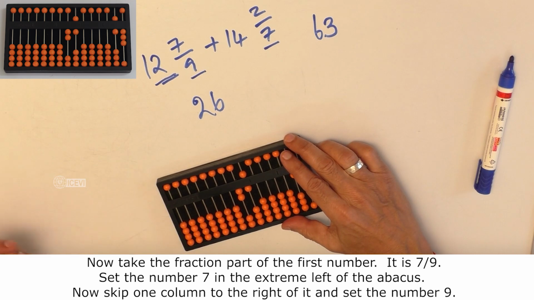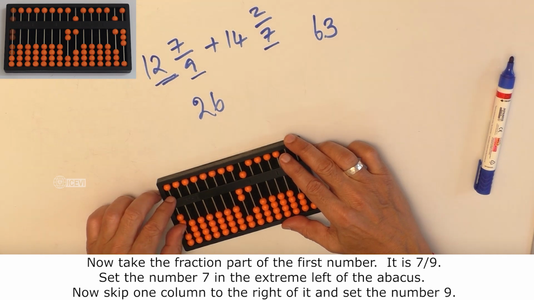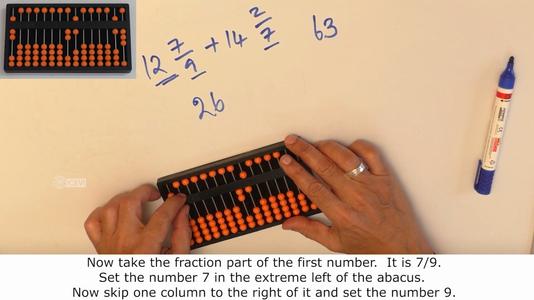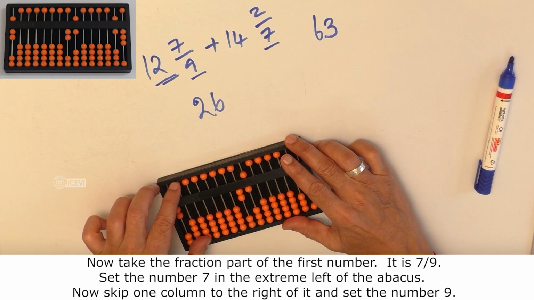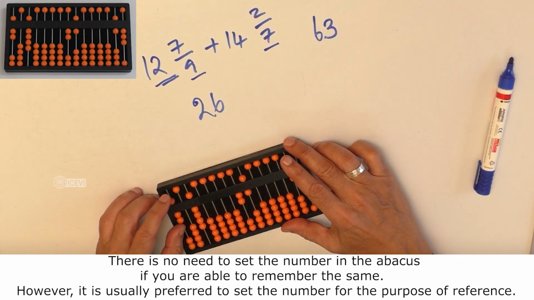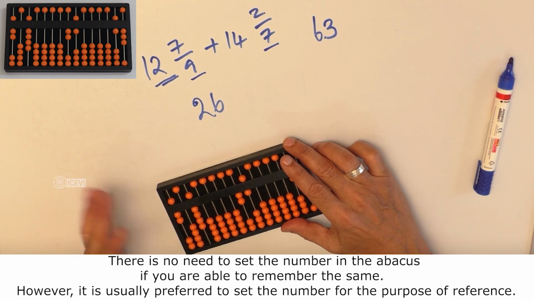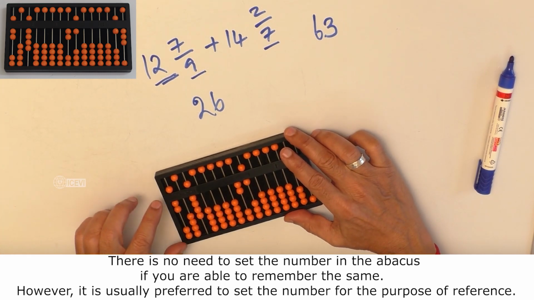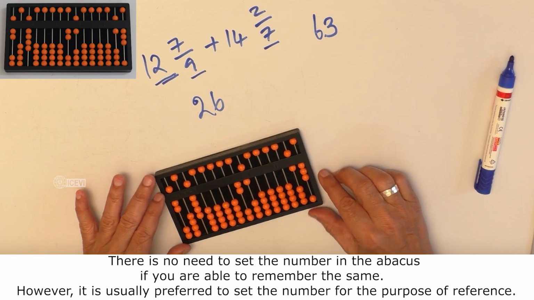Now, take the fraction part of the first number. It is 7/9. Set the number 7 in the extreme left of the abacus. Now skip one column to the right of it and set the number 9. There is no need to set the number in the abacus if you are able to remember the same. However, it is usually preferred to set the number for the purpose of reference.